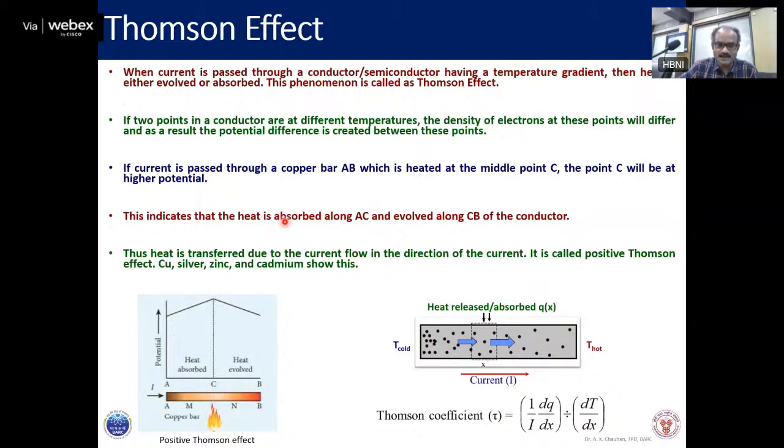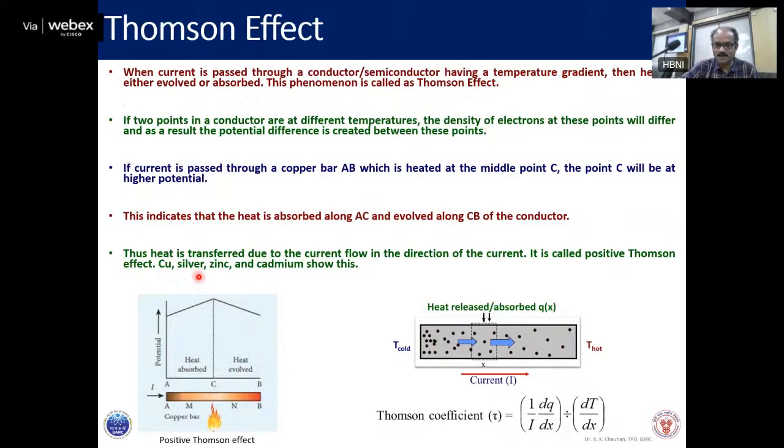So it indicates that heat will be absorbed here, because at this point C, it is having less potential. Sorry, as compared to A, C will actually be at a higher potential. So this indicates that heat is absorbed along AC and evolved along CB. From here to here, heat will be absorbed. From here to here, it will be evolved. Thus, heat is transferred due to the current flow in the direction of the current. This is called the positive Thomson effect.